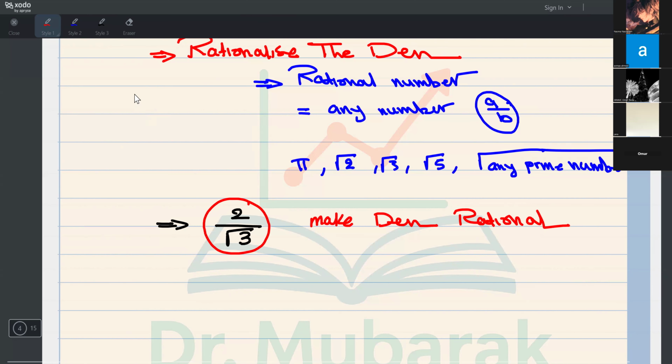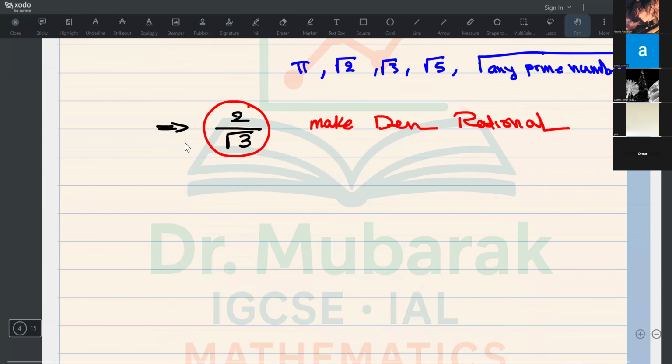How can we make the denominator a rational number? By multiplying by the denominator up and down. So 2 over root 3 multiplied by root 3 over root 3. Always multiply by the denominator up and down. So 2 times root 3 is 2 root 3, over root 3 times root 3.